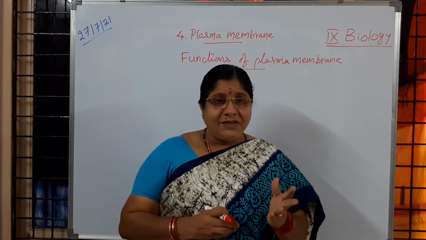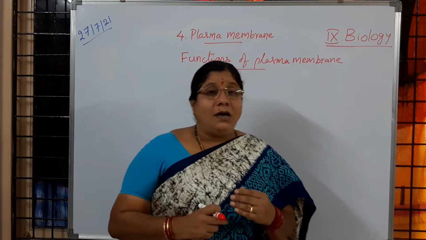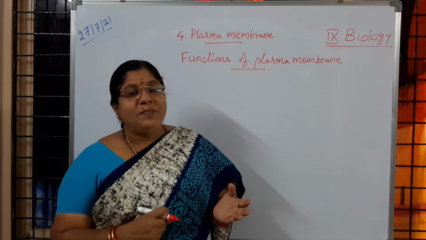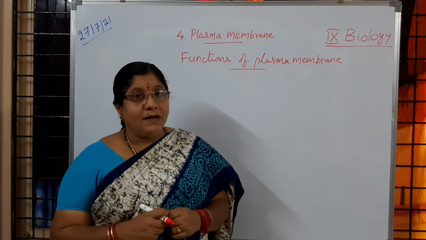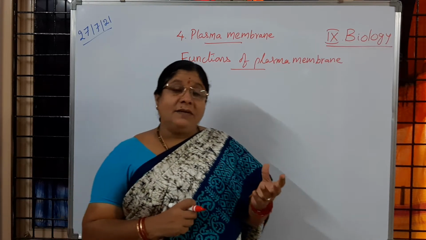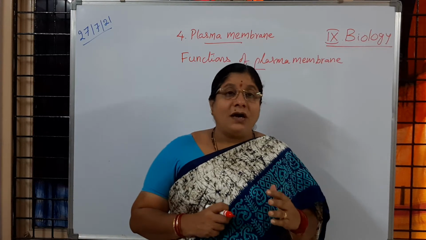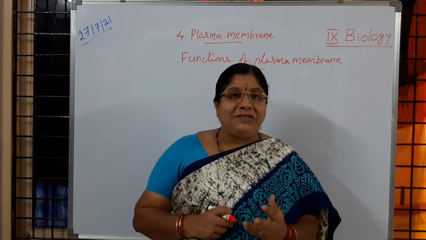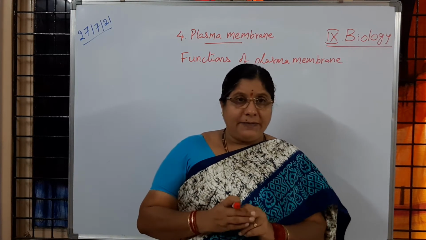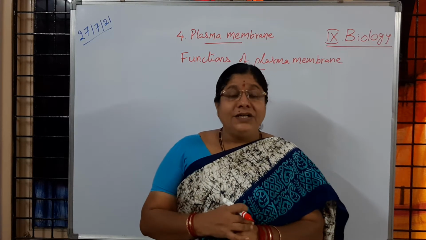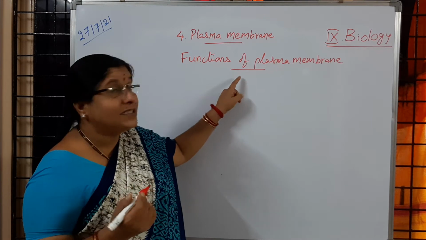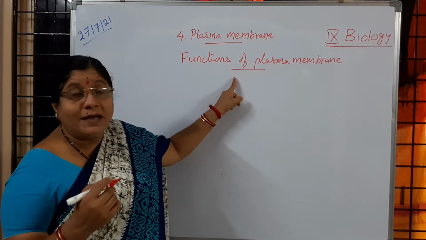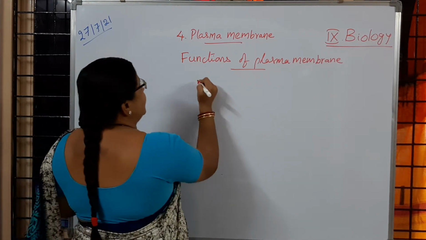So keeping that in view, we call the plasma membrane a living flexible membrane, and it is selecting the materials. So it is called a selectively permeable membrane. All that we learned in yesterday's class. So now, what are the other functions carried out by the plasma membrane or the cell membrane?